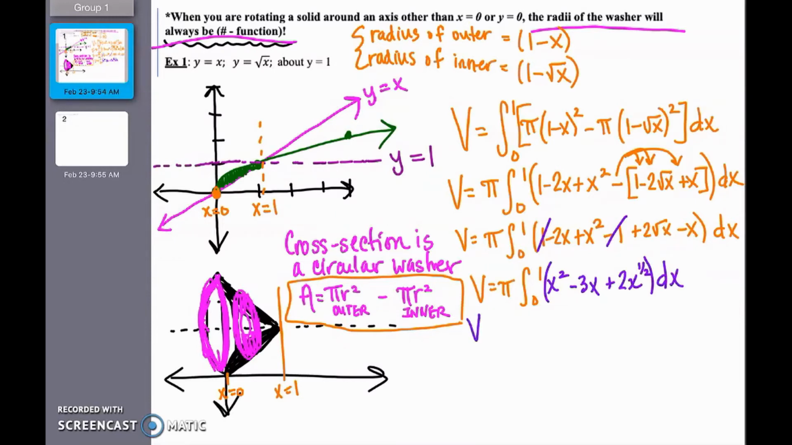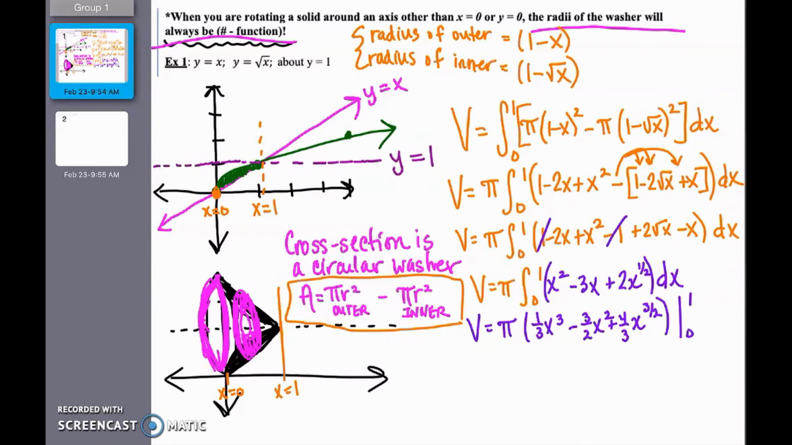All right, so now I'm going to do the integration, and I get pi times the integral of x squared, which is 1/3 x cubed. The integral of negative 3x is negative 3/2 x squared. And the integral of 2x to the 1/2 power, again, I'm going to add 1 to 1/2, so that's going to give me x to the 3/2. Then I have to multiply the 2 times the reciprocal of 3/2, so 2 times 2/3 gives me a coefficient here of 4/3. And I want to evaluate this from 0 to 1.